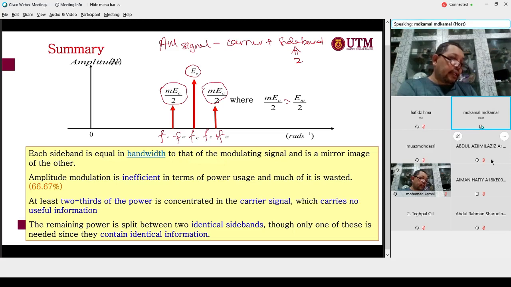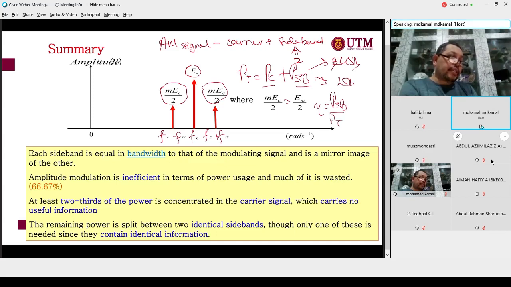And then the power for the AM signal, okay, what does it mean? The total power is equal to the power in the carrier plus the power in the sideband. Okay, so sideband tu lah, upper sideband and lower sideband. And then the efficiency, power sideband over P total, maximum efficiency when M is equal to 1 is only 33%. So this is the maximum efficiency for the AM signal.